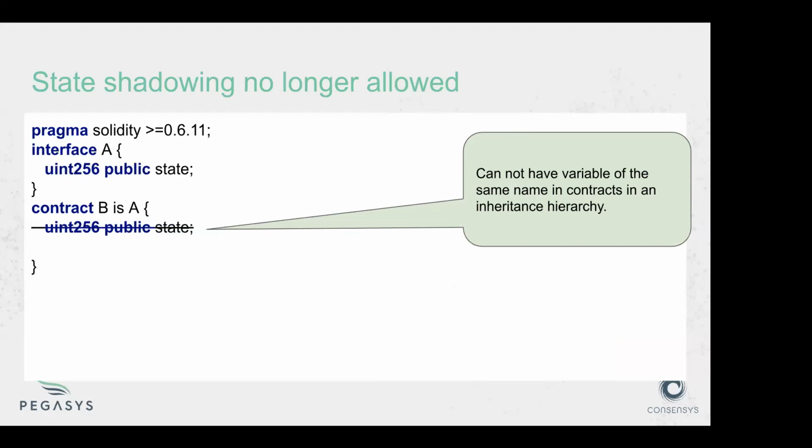Another change that has come in at 0.6 is that you're not allowed to shadow variables. So in Solidity 5, you could have had, actually that shouldn't say interface A, it should be contract A there. You could have contract A having a variable called state and then contract B having a variable called state. So that would have worked in Solidity 5. In Solidity 6, that'll cause an error.